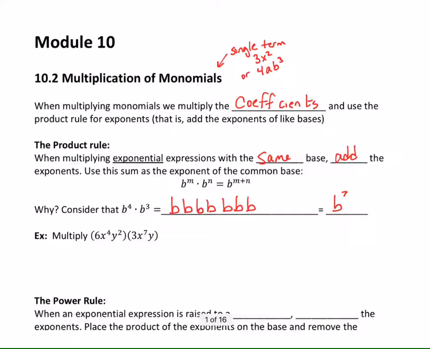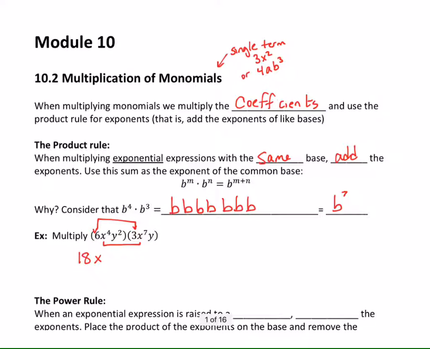So real quickly, again, using the rule that you multiply coefficients together, and then all of the like bases you're going to put together and add the exponents. What would be the product of 6x to the fourth y squared times 3x to the seventh y? 18. You get 18 from multiplying the 3 and the 6 together. X to the 11. Multiply the x's together, you get x to the fourth times x to the seventh, which is x to the 11.